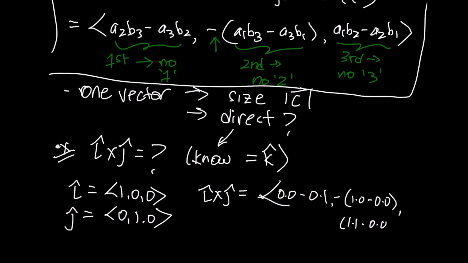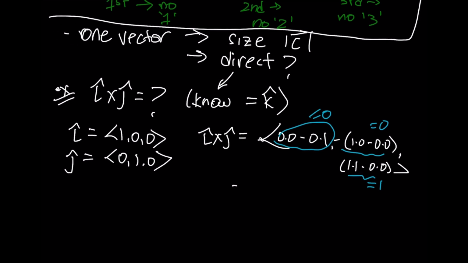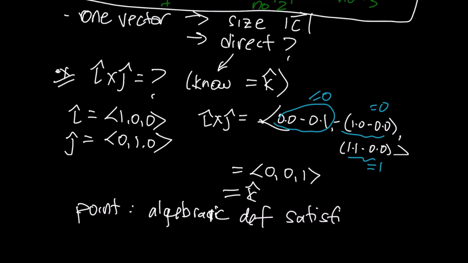First entry is a 0. This second entry is a 0. This third entry is a 1. So at the end of the day, I produce 0, 0, 1, which is in fact k. The algebraic definition satisfies the right-hand rule, which is good.